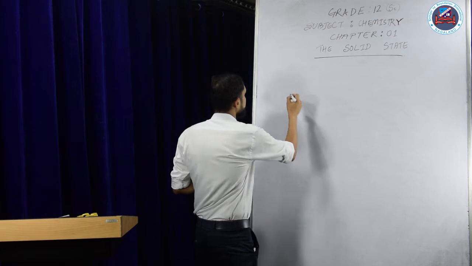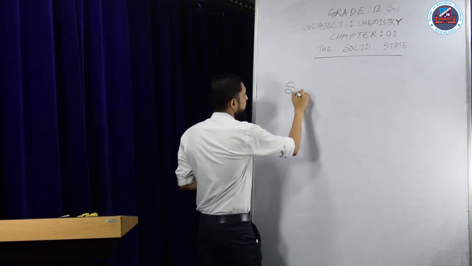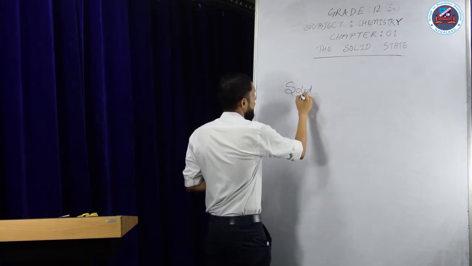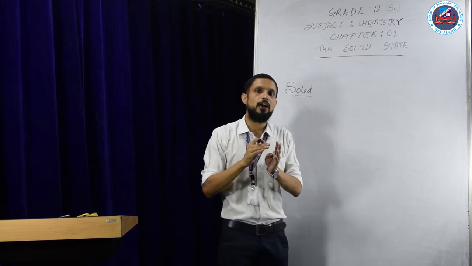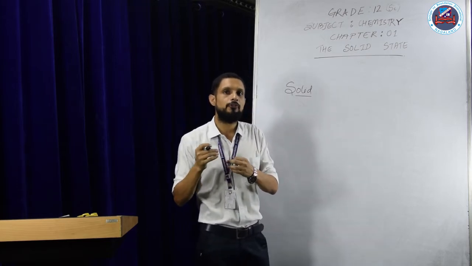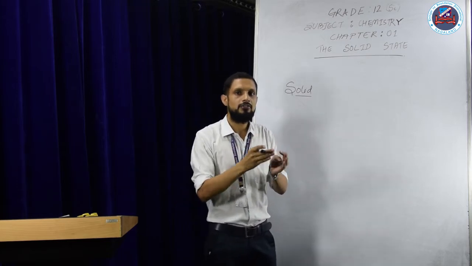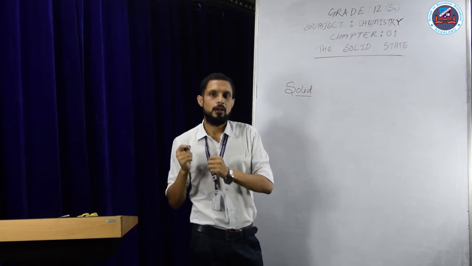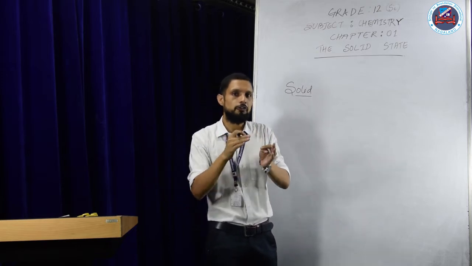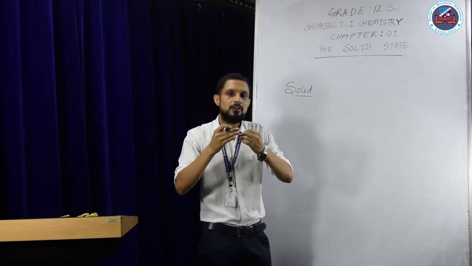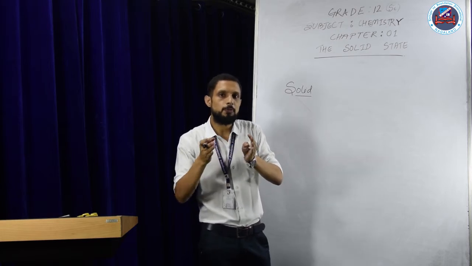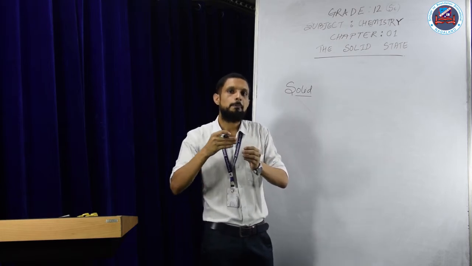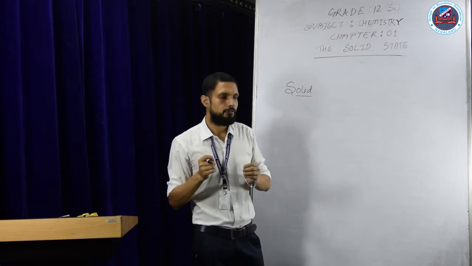So first, what is solid? Now we know matter is classified into three types based on the physical state: solid, liquid and gas. The difference between these three is the distance between the particles. Because of the distance between the particles, the properties also differ.